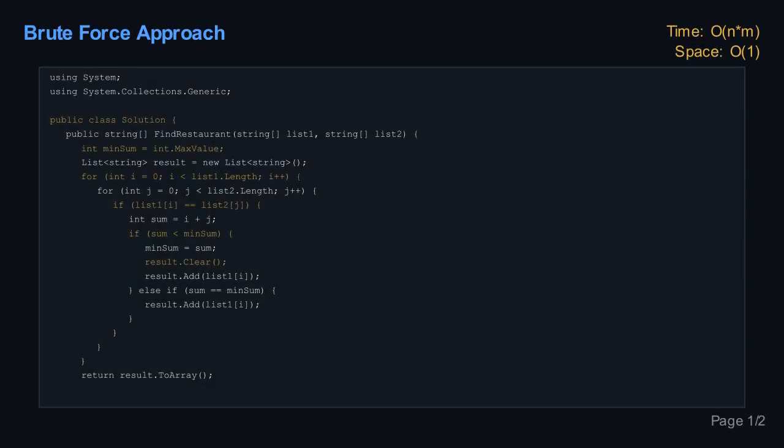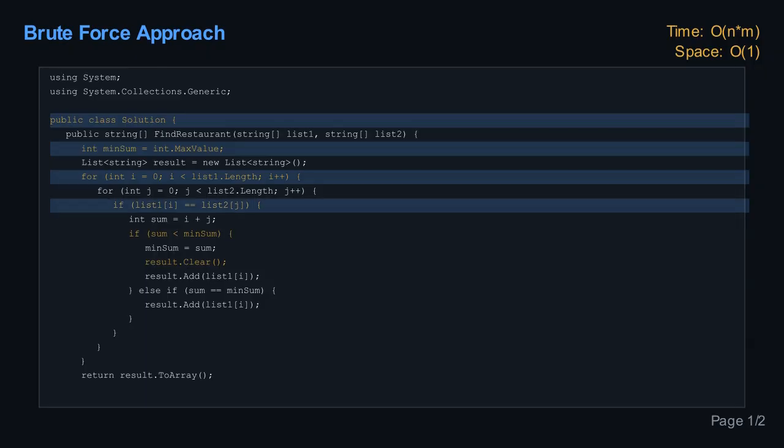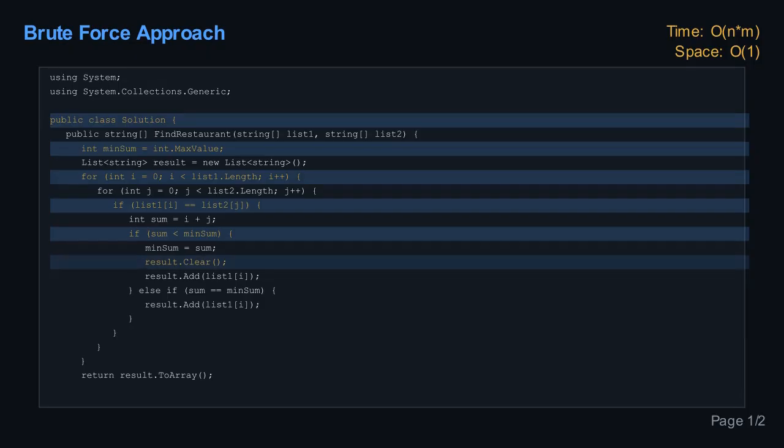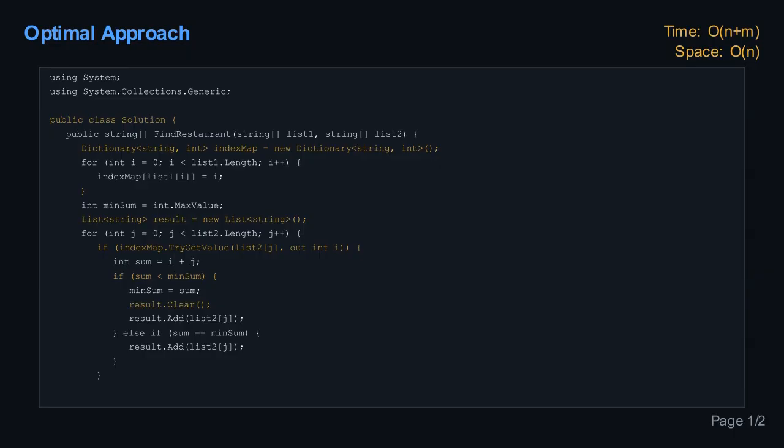The straightforward way is to compare every restaurant in the first list with every restaurant in the second list. That double loop runs in O(n times m) time, where n and m are the lengths of the two lists, while using only constant extra space. When the lists grow to thousands of entries, the quadratic work becomes a bottleneck, so we need a faster method. The key insight is to store the index of each restaurant from the first list in a dictionary, then scan the second list once.